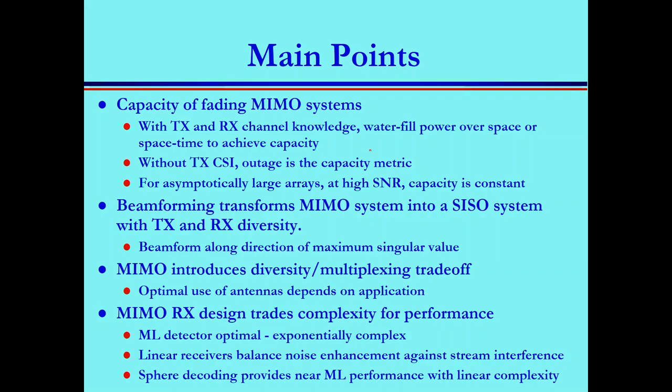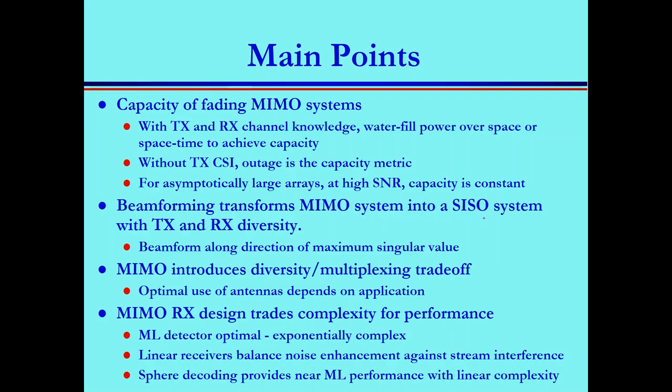Capacity of fading MIMO system. With transmitter and receiver channel knowledge, you can use water filling over space. Without the transmit channel state information, outage is the capacity metric. For asymptotically large arrays where you have massive MIMO schemes, capacity is constant, almost. You have a hard channel, a constant channel.